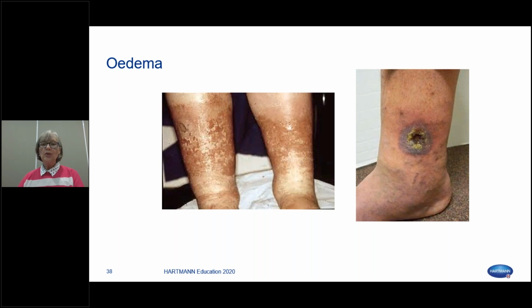Swelling of the limb due to extra fluid in the tissues being unable to escape back into the venous or lymphatic circulation. And this can be a result of poor lymphatic drainage as well as poor venous return, and often is a combination of both.